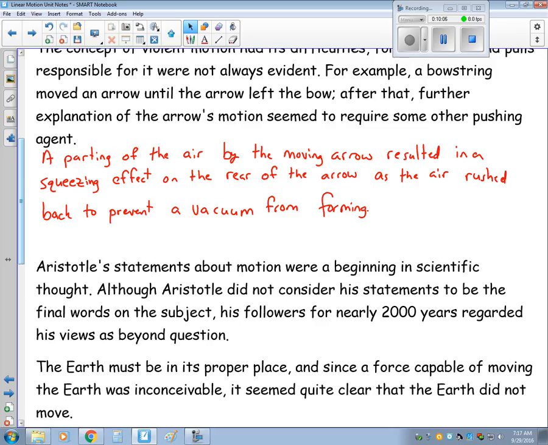So Aristotle reasoned, and remember he was a philosopher, he didn't conduct experiments, he only thought about things. He reasoned that as the arrow moves through the air, it splits the air. And then at the rear the air rushes back in to prevent the vacuum, and that kind of pushes the arrow forward. Now this is clearly wrong. We can clearly see that this is wrong. But that's how Aristotle had to explain it, because once the arrow leaves the bow, there's no longer any force pushing it. So for Aristotle, he had to come up with something to reason through this.